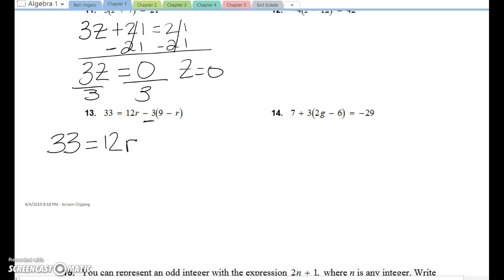Now I'm going to distribute. So negative 3 times 9 is negative 27. Negative 3 times negative r is positive 3r. Okay, so let me talk about what we did. We took the negative 3 and we distributed it to each item. So negative 3 times 9 is negative 27. Negative 3 times r is positive 3r.